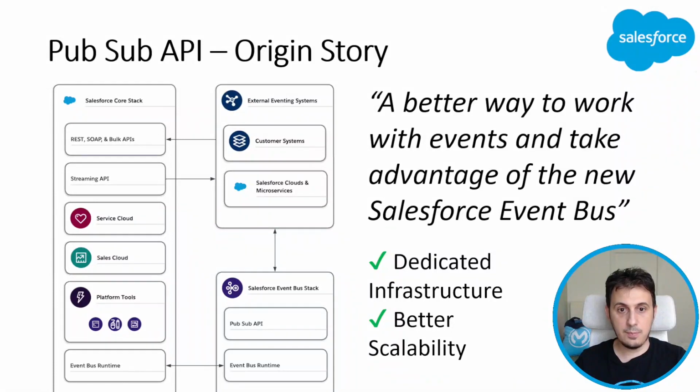From an architectural point of view, the Pub Sub API is inside the new Salesforce Event Bus stack. So we have a dedicated infrastructure and we reach better scalability. For Salesforce, the Pub Sub API is a new, better way to work with events and take advantage of the new Salesforce Event Bus.